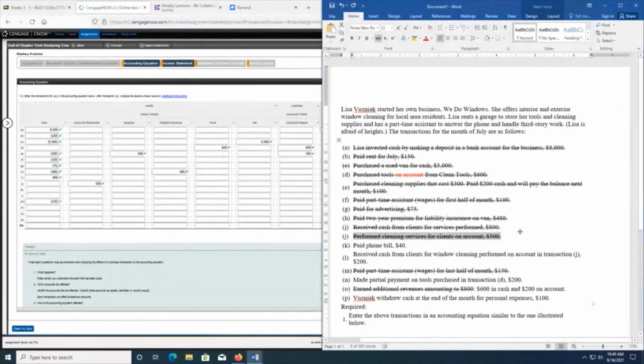Okay, what are the other ones? So we did that one on account. We paid the phone bill for K. So that's going to be negative $40 in cash, and it's going to be our phone expense, right? So we paid the phone bill for $40. That's going to be cash and phone expense. All right, so K.